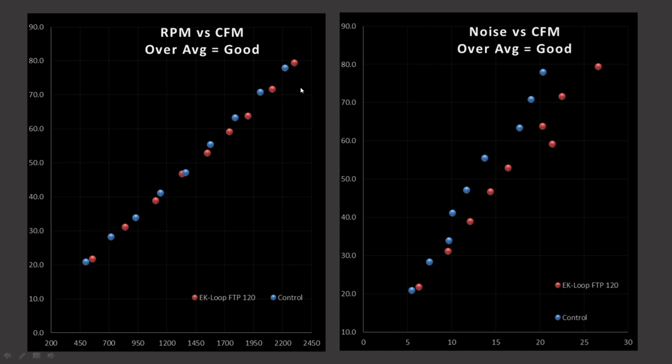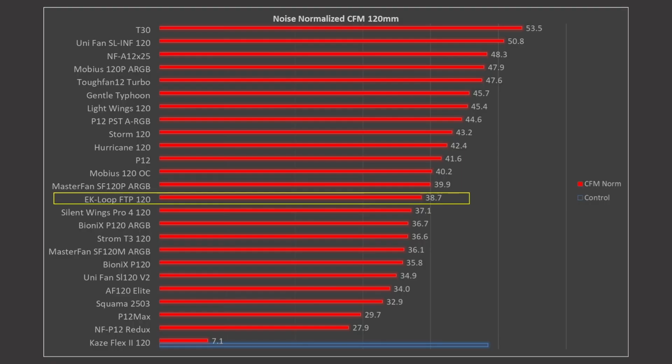We have my control, we have the EK. Better fans are top left, worse fans are going to be bottom right. The left graph is CFM versus RPM, the right graph is CFM versus noise. So on the left graph, it's following my control fan very closely, indicating a good performing fan. And once again, on the right graph, the EK is underperforming a little bit. And how does it compare to everything else? Well, it's sitting more or less in the middle, performing quite well overall, I would say, but functionally in the middle. Definitely producing a good amount of airflow.